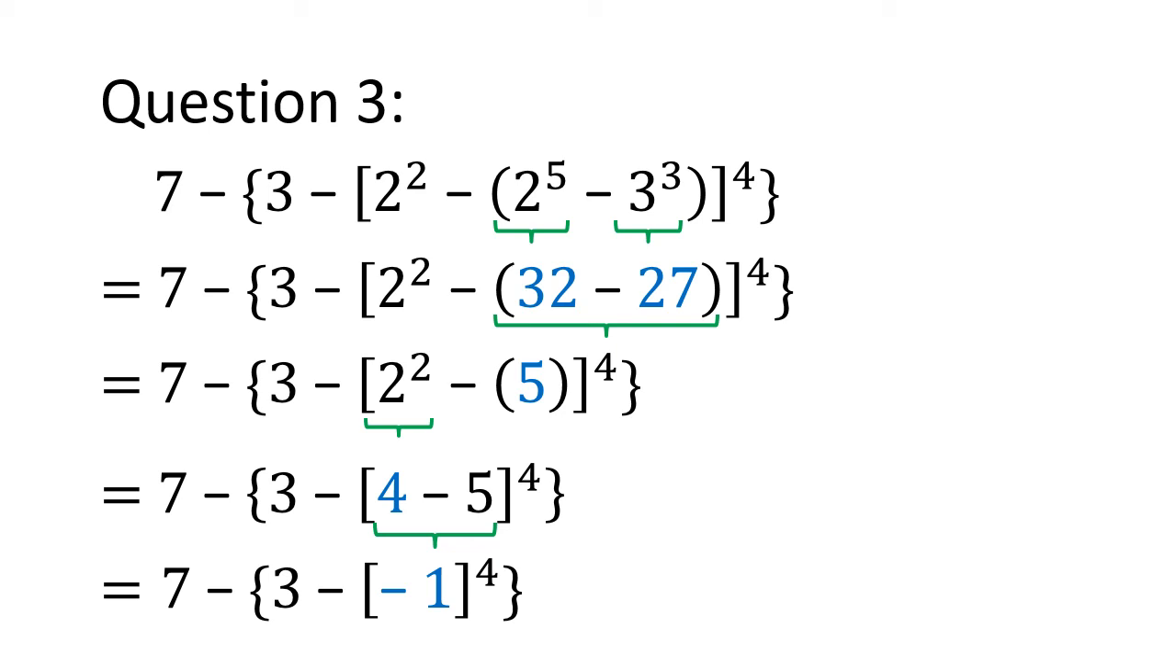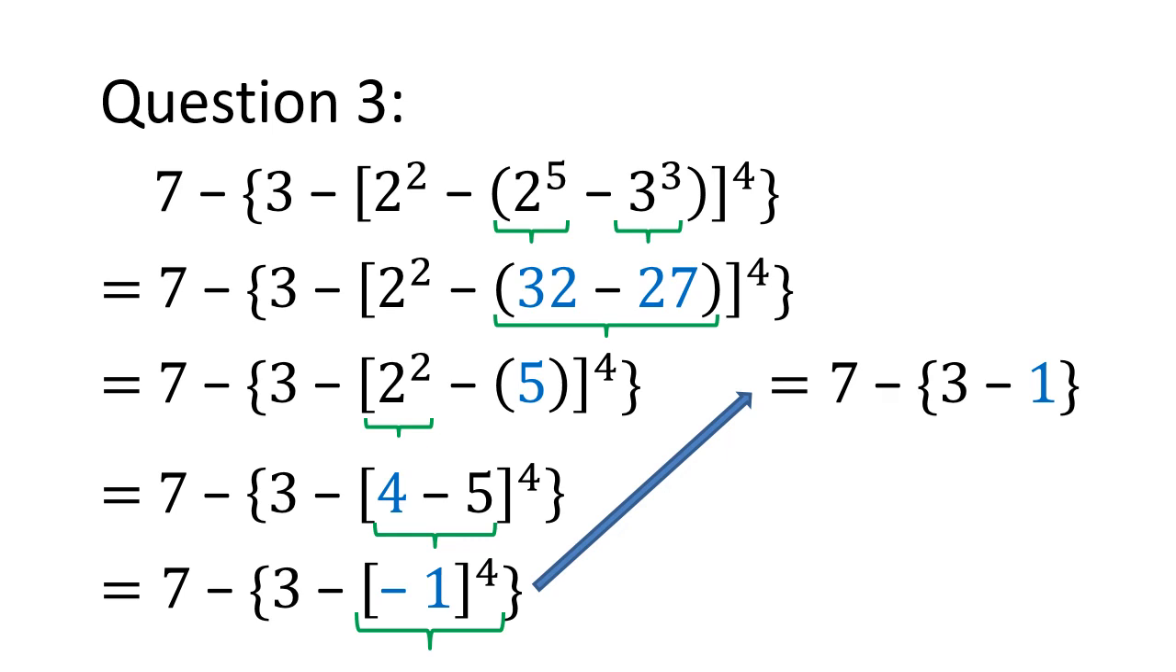Now bracket negative 1 to the power of 4 is equal to negative 1 times negative 1 times negative 1 times negative 1. There are 4 negatives, so the answer will be positive, and 1 times 1 times 1 times 1 is equal to 1. So bracket negative 1 to the power of 4 is equal to 1. Now we have 7 minus brace 3 minus 1. Then 3 minus 1 in the brace is 2. So we have 7 minus 2, which is equal to 5.